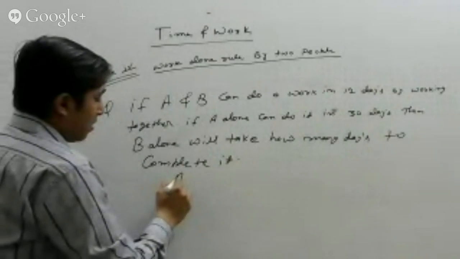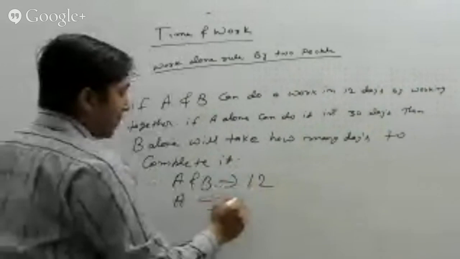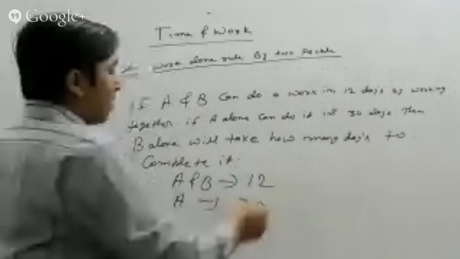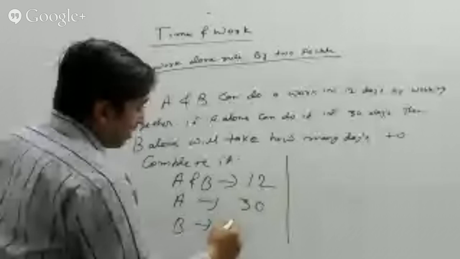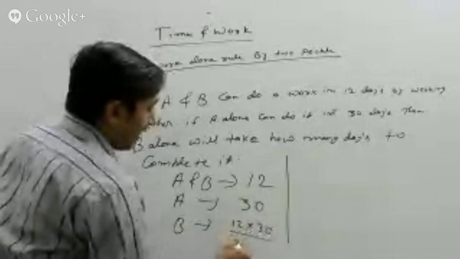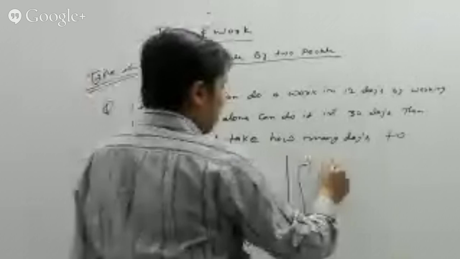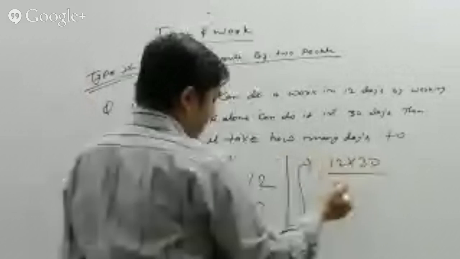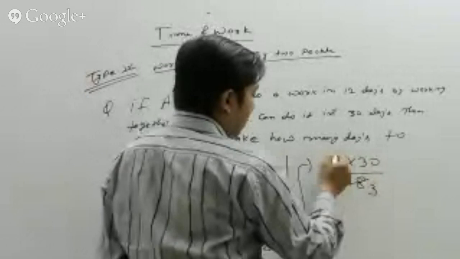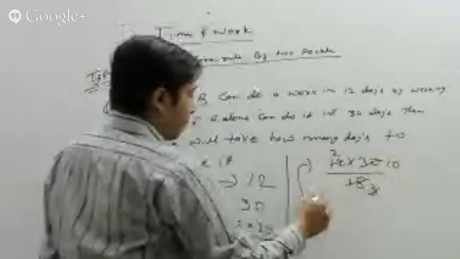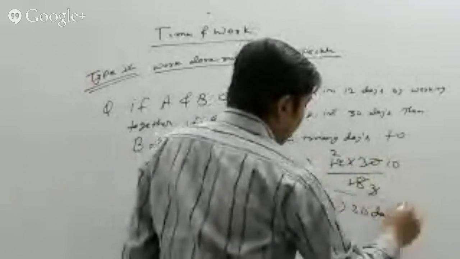In this question, A and B complete it in 12 days. A alone can complete it in 30 days. So, we have the formula that B alone will complete it in 12 into 30 by 30 minus 12 days, which is equal to 12 into 30 by 18. So B alone will take 20 days to complete it, which is the required answer.